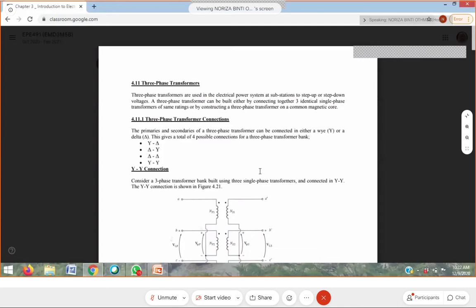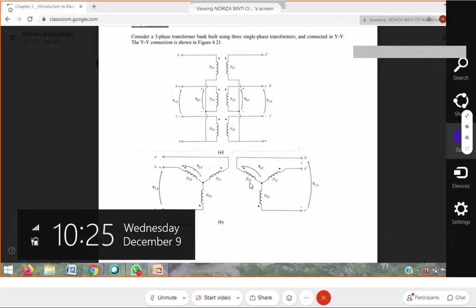1, 2 tu indicate untuk phase dia lah. Phase 1, phase 2 and phase 3. And then V phase kita panggil V phase primary. And V line primary. Okay. On the other side is V phase secondary. Okay. N secondary and S. And then S and secondary. 1 indicate the phase dia lah. Phase 1, phase 2, phase 3.